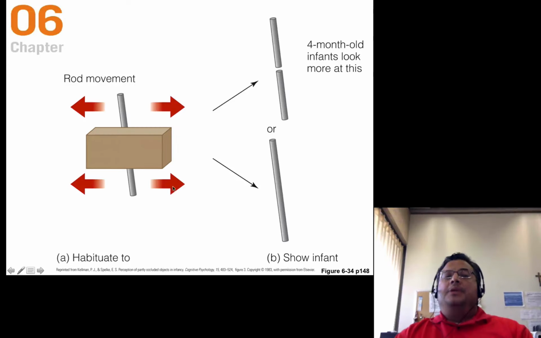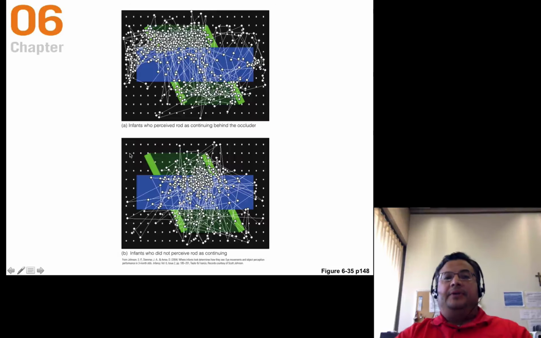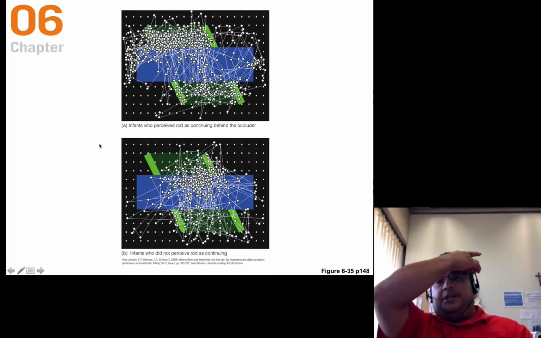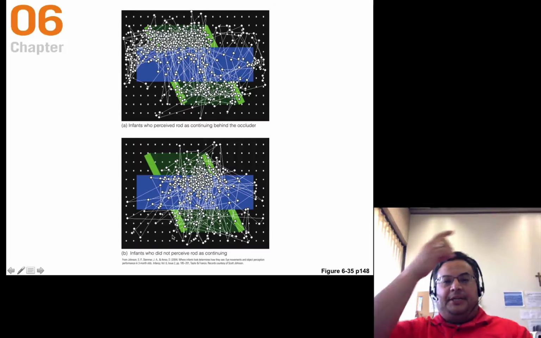Okay? So if the baby is surprised to see this, that would mean that while they were habituating to this object here, they assumed it was a continuous rod. If, however, the baby is surprised by seeing a continuous rod, it would mean that while they were looking at this, they perceived it as two separate rods. And sure enough, we have data of babies that perceived the rod as continuing behind the occluder and babies that did not perceive the rod.